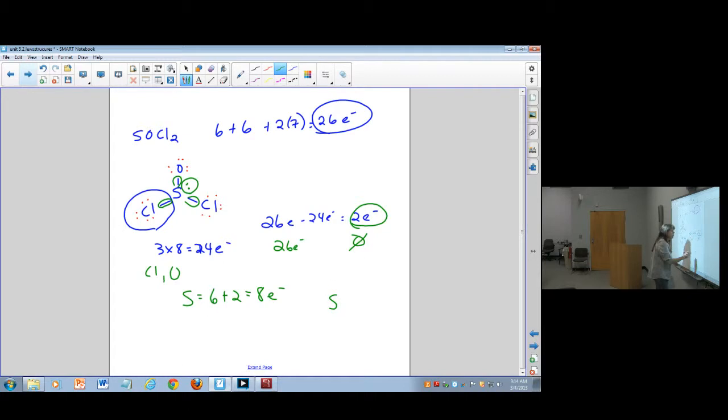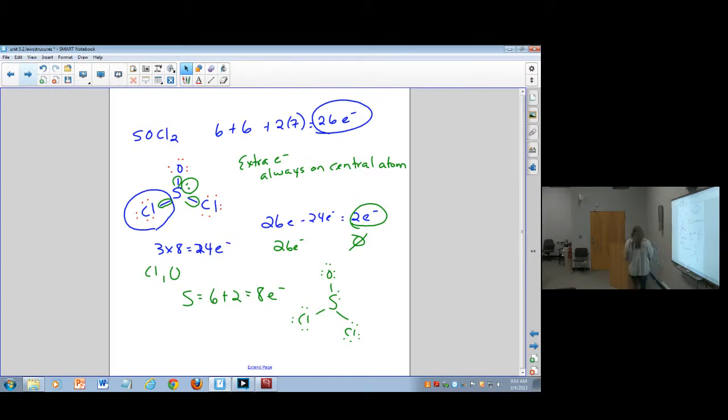Let me redraw it one more time. What I'm saying here is if you have extra electrons, always put them on the central atom. And in this case, by doing that, that also allowed us to fulfill the octet rule on the sulfur.